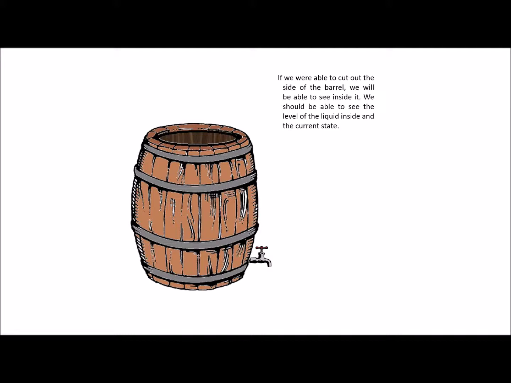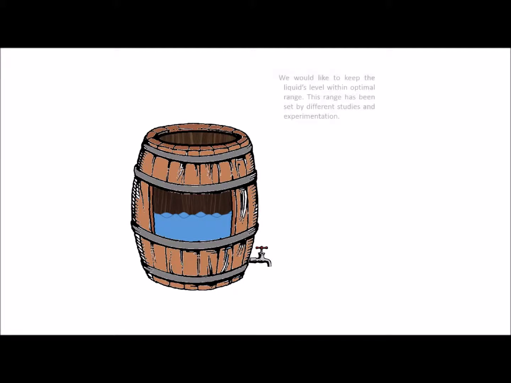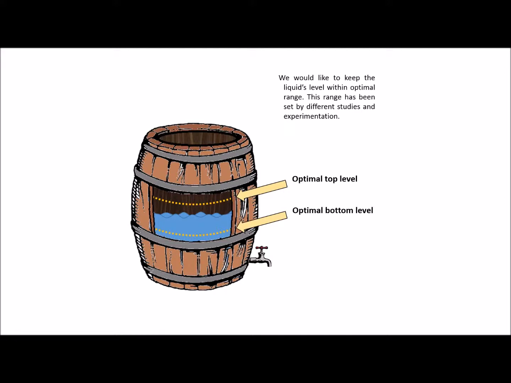But we still don't know what's going on inside. If we were able to cut out the side of the barrel, we would be able to see inside it. We should be able to see the level of liquid inside and the current state. We would like to keep the liquid's level within an optimal range. This range has been set by different studies and experimentation. Optimal top level, optimal bottom level. The range value lines have been predetermined by countless studies, experiments, and it reflects the average healthy range.